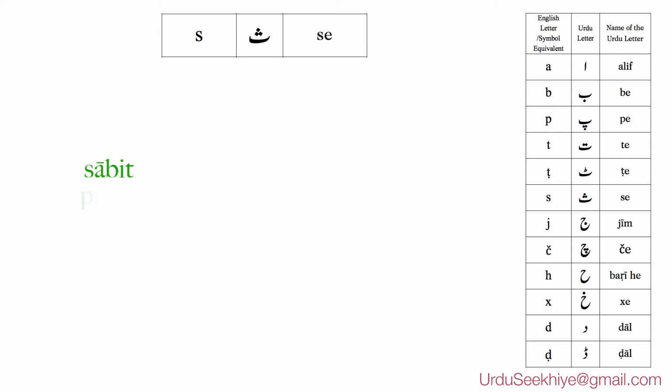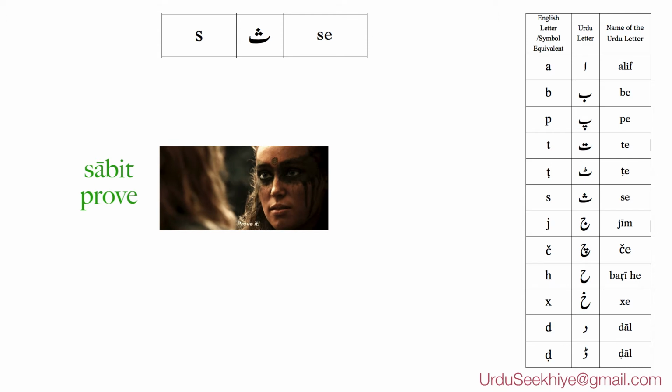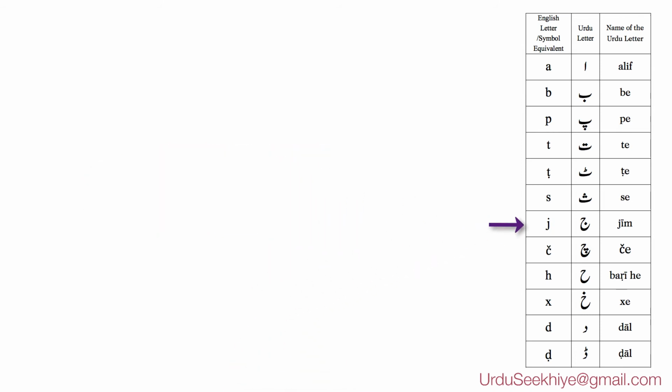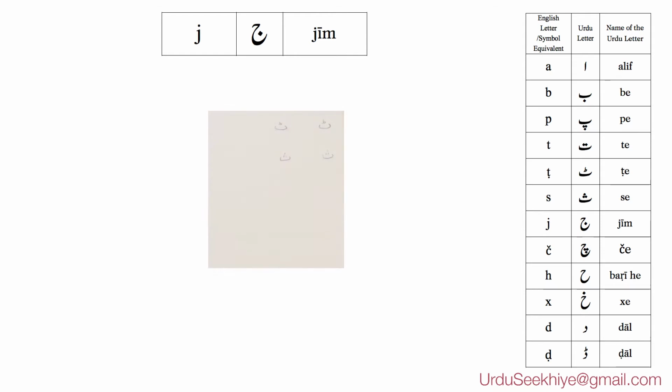Sabit means prove. So you might be thinking, wait, if se is rarely used, then what letter will I use for the s sound? And the answer is either seen or swad, which we'll cover later. Next letter, jeem.